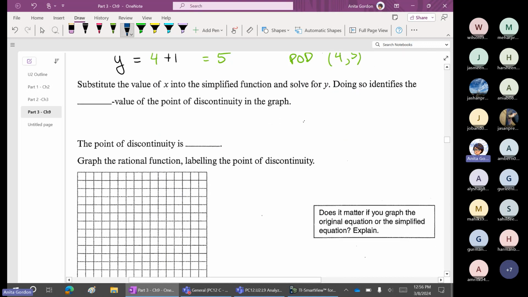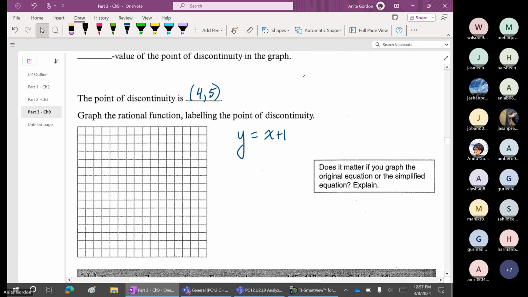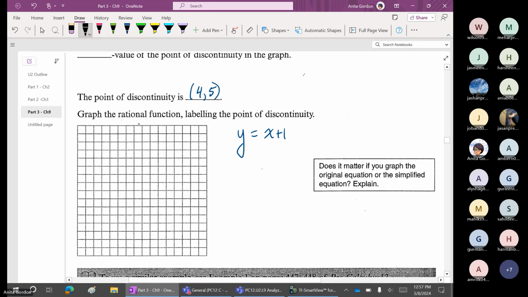Okay, so let's give it a sketch. POD at (4, 5). Simplified equation is x plus 1. Here's my y-axis. Here's my x-axis. Where is my hole? (4, 5). 1, 2, 3, 4. 1, 2, 3, 4, 5.